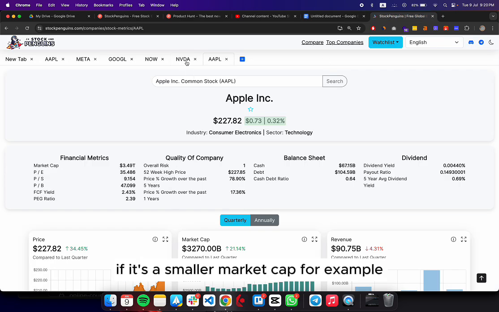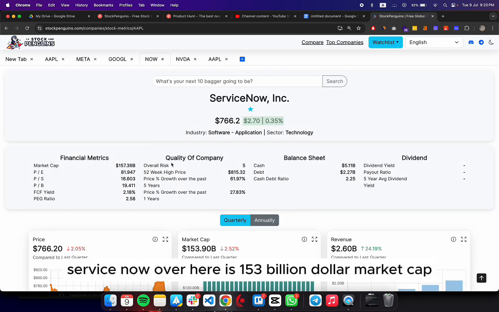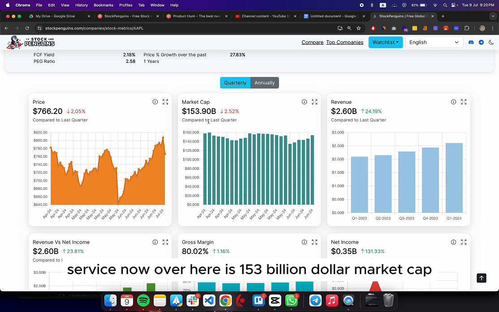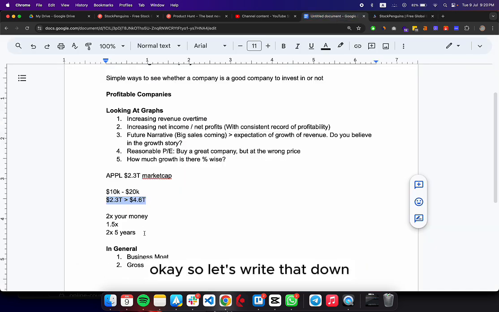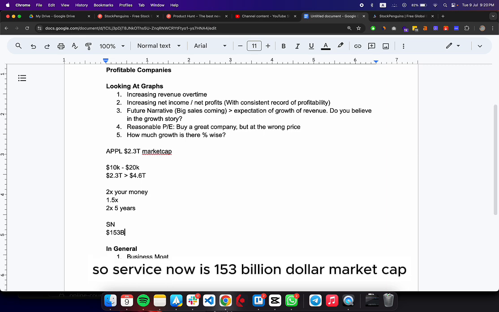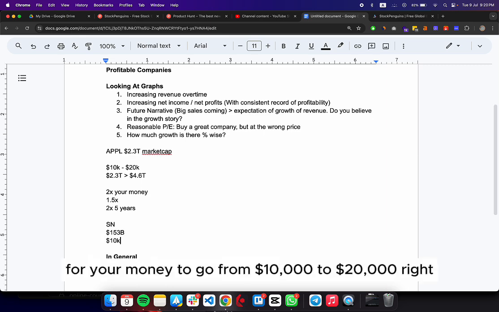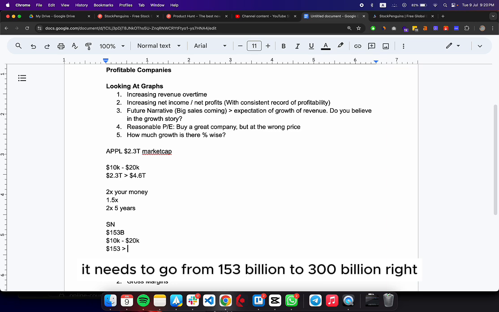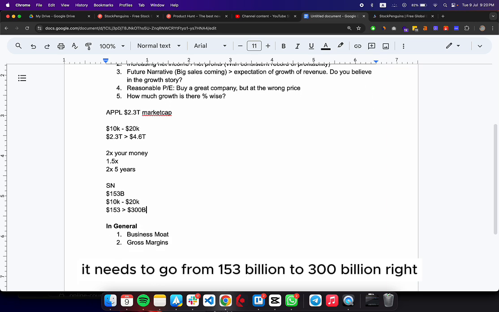If it's a smaller market cap, for example, ServiceNow over here is a $153 billion market cap. Okay, so let's write that down. So ServiceNow is a $153 billion market cap. For your money to go from $10,000 to $20,000, it needs to go from 153 billion to 300 billion, right?